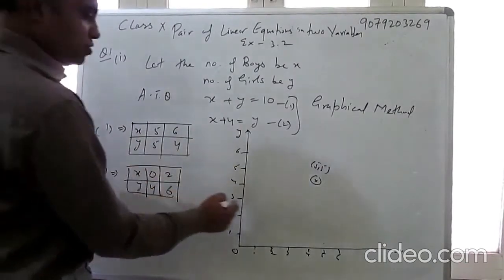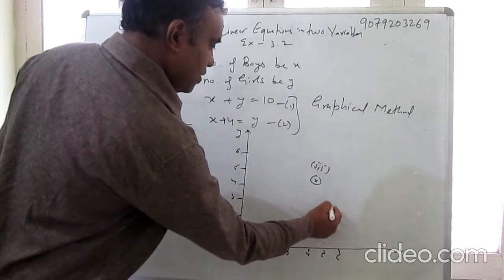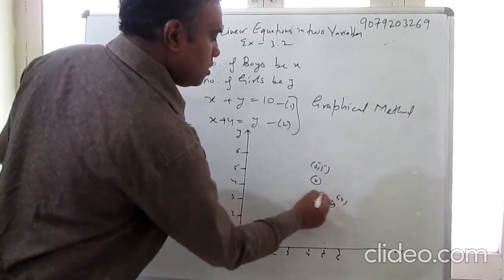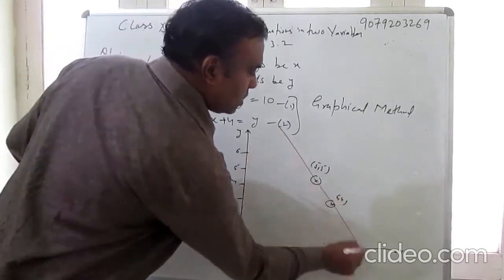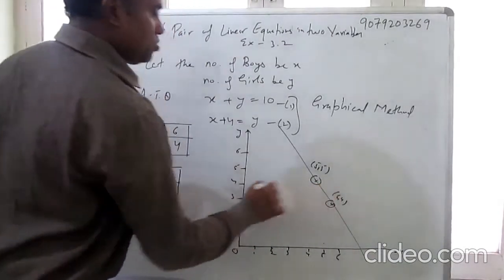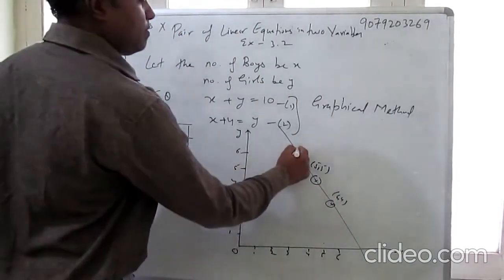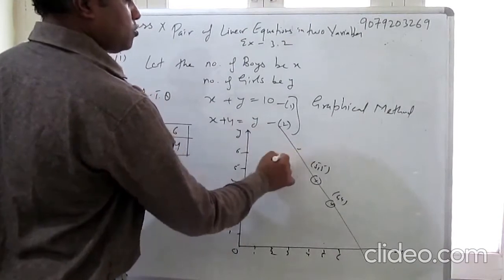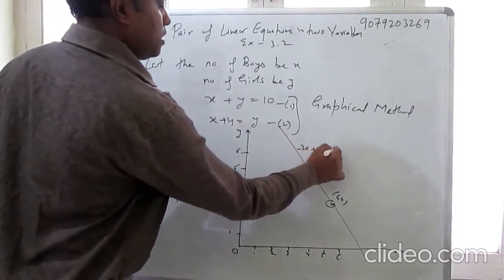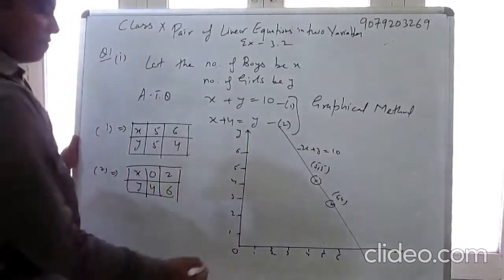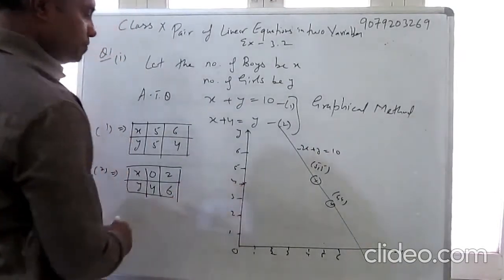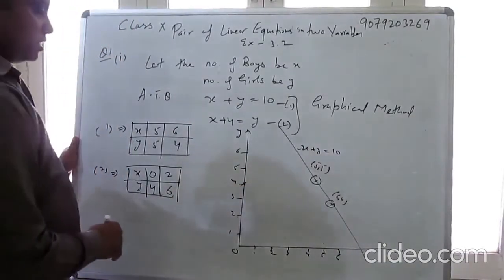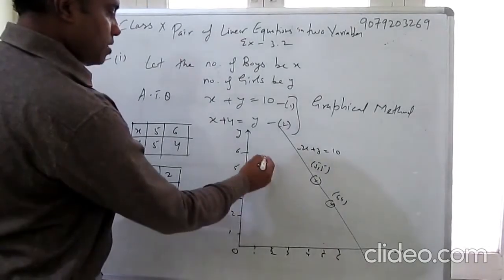6, 4. 6 here, 4 here. 6, 4. Draw this line, join these points. So, this is the equation of line 1. X plus y is equal to 10. Now 0, 4 and 2, 6.